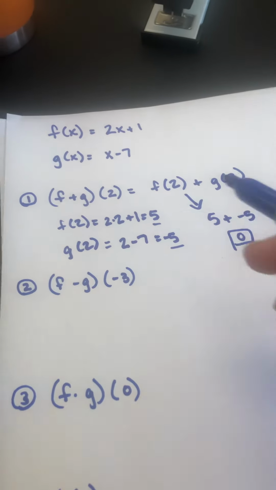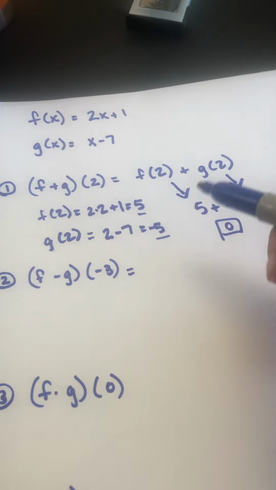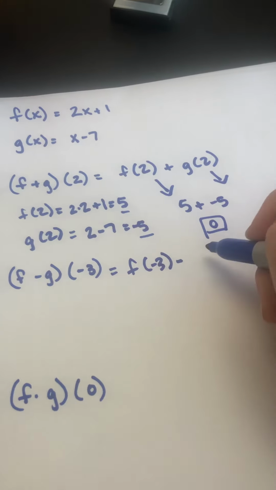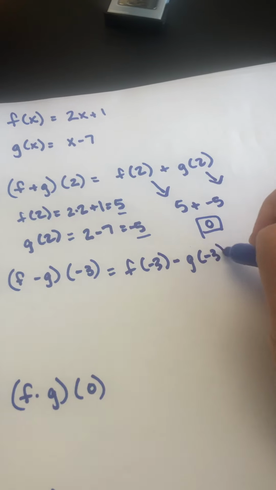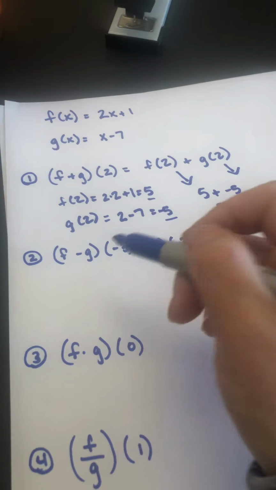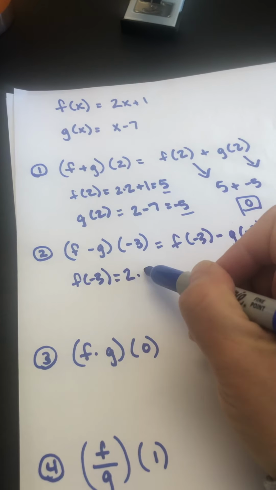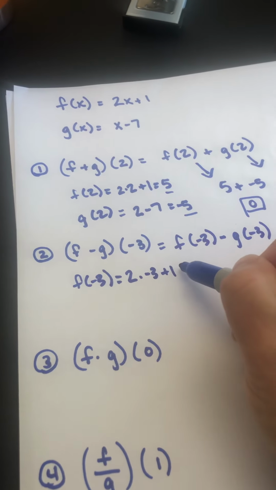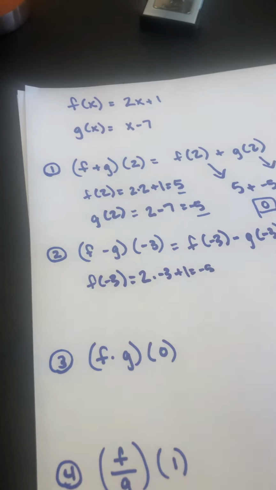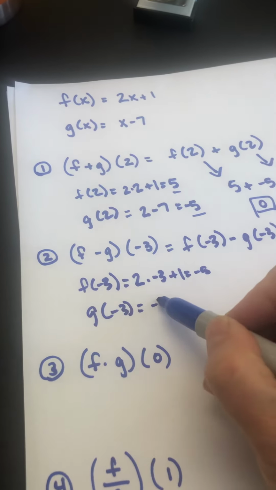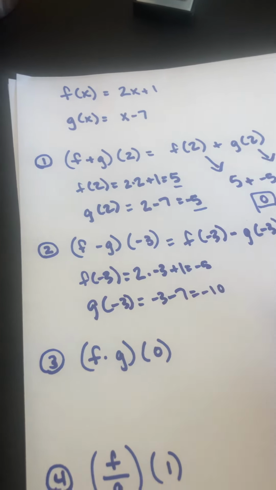And then we're going to move on to this next one, which is f minus g of negative 3, which is the same as f of negative 3 minus g of negative 3. So again, come off to the side of your paper and say, okay, I'm going to find f of negative 3, get a value there. So it's 2 times negative 3 plus 1, which will give you negative 5. And then g of negative 3 is negative 3 minus 7, which is negative 10.